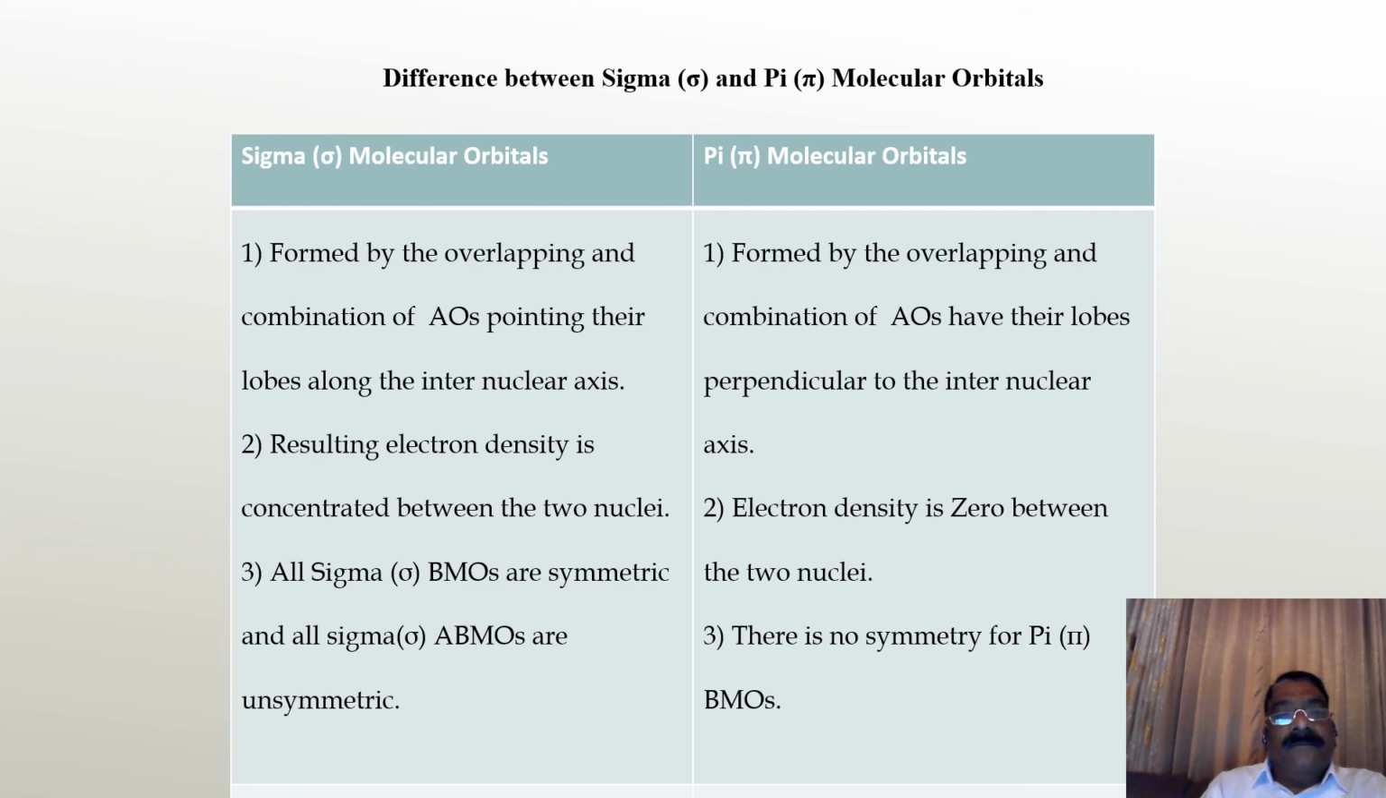In the BMO sigma molecular orbital, the electron density is concentrated between the two nuclei, while in the pi molecular orbital the electron density is zero between the two nuclei. It is perpendicular to the internuclear axis. All sigma BMOs are symmetrical and all sigma ABMOs are unsymmetrical. Here there is no such symmetry for the pi BMO and pi ABMO.